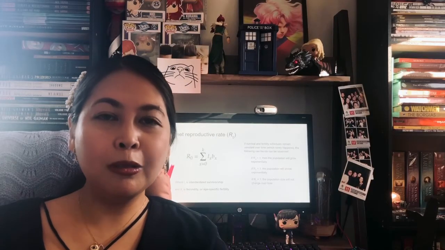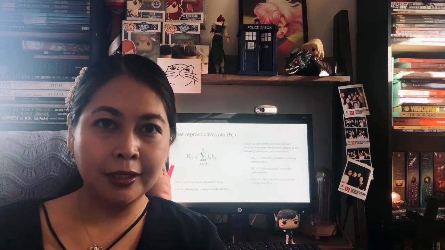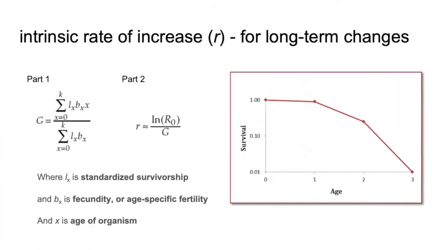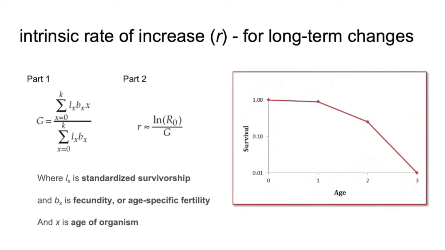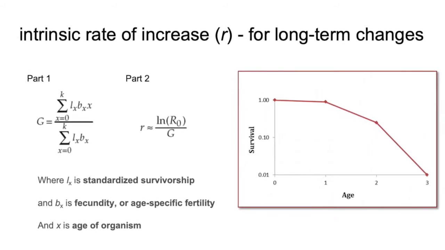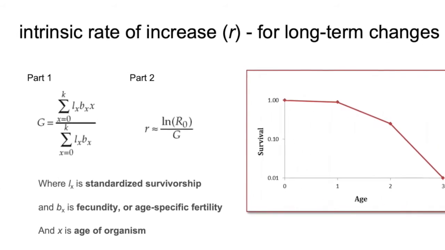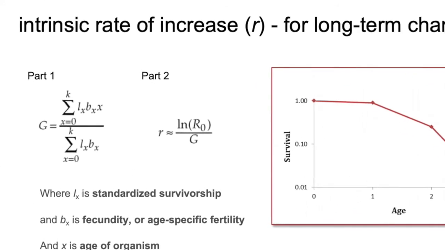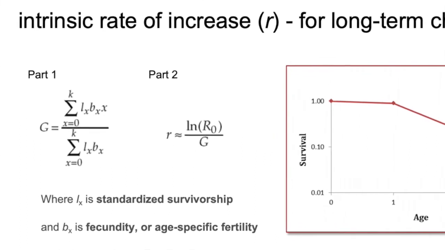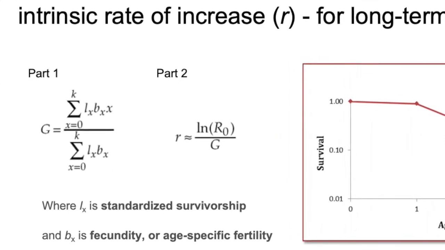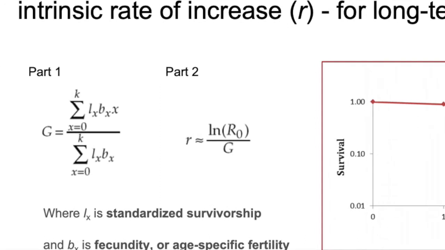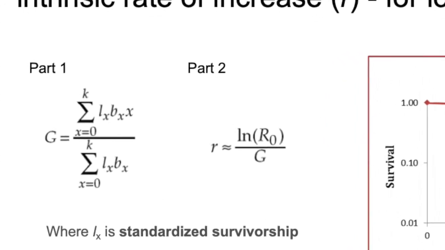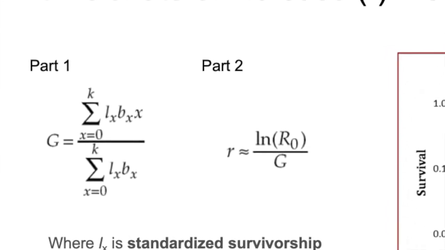If we're concerned about long-term changes in the population, then we can look at the value of small letter r. Small letter r refers to intrinsic rate of increase, and to compute for it, we have to first compute for the G value, which is computed for in the formula shown in the background. You often divide the summation of the product of standardized survivorship, fecundity, and age of the organism by the product of standardized survivorship and age-specific fertility.